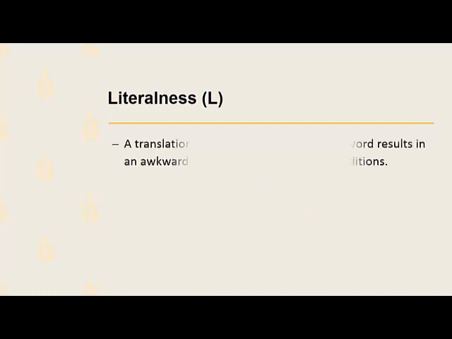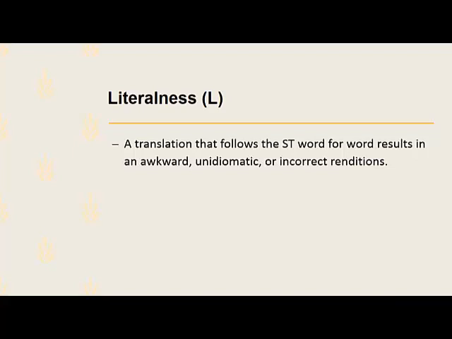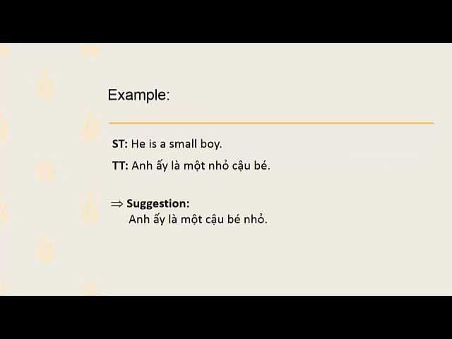Literalness. Literalness error occurs when a translation that follows the source text word for word results in an awkward, unidiomatic, or incorrect rendition. For example, the source text, "He is a small boy." The target text, "Anh ấy là một nhỏ cậu bé." The sentence was translated in word-for-word style. So the suggestion is anh ấy là một cậu bé nhỏ.